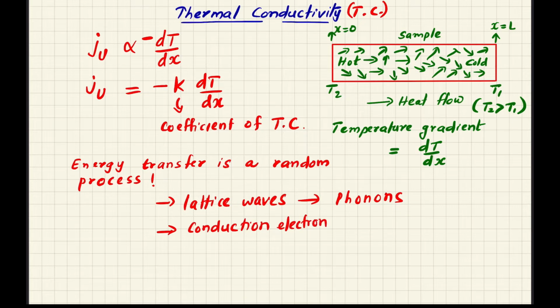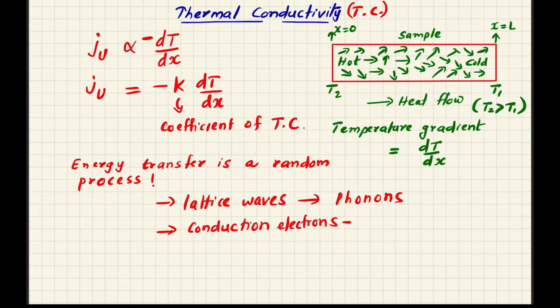So there are two ways basically in which heat energy is transferred from the hotter end to the cooler end, from this end to this end. Either it is through phonons, the movement of phonons from one end to the other end, or it is by the movement of conduction electrons.